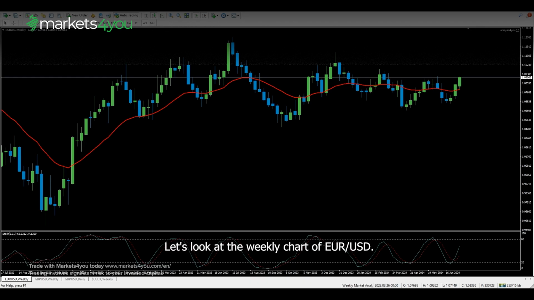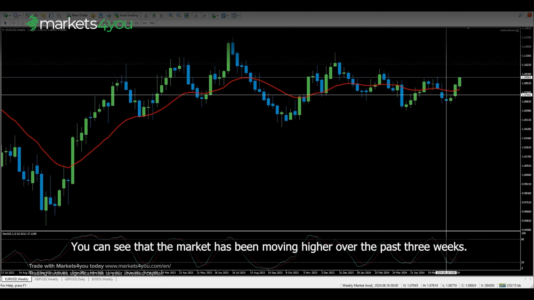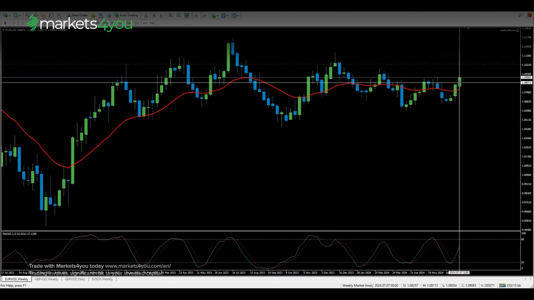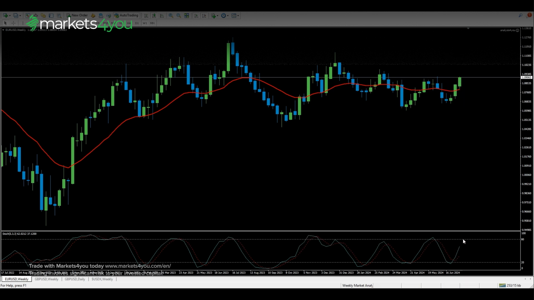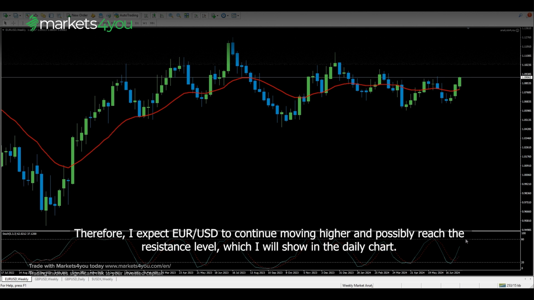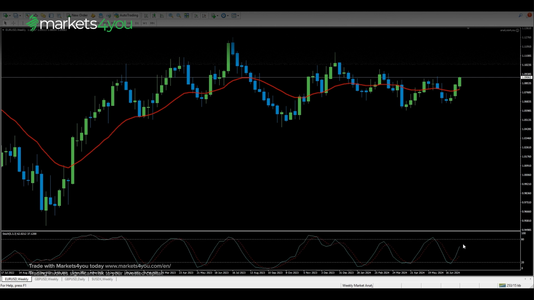Let's look at the weekly chart of Euro to US dollar. You can see that the market has been moving higher over the past 3 weeks. The stochastic indicator is moving higher from the oversold area, while the candlestick pattern shows that Euro to US dollar is in a strong bullish move. Therefore, I expect Euro to US dollar to continue moving higher and possibly reach the resistance level, which I will show in the daily chart.